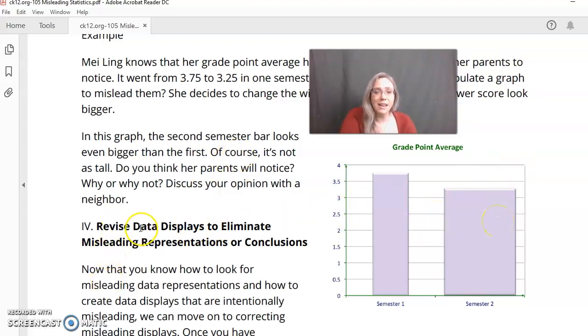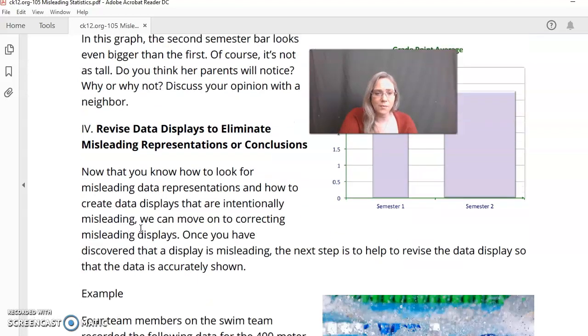Last part is revising data displays to eliminate misleading features. Now that you know how to look for them, let's see if we can fix some that we can catch.